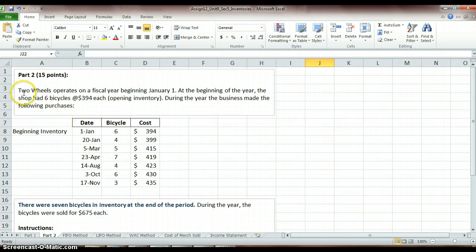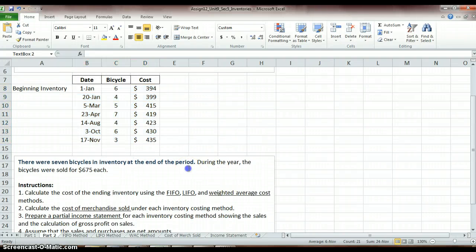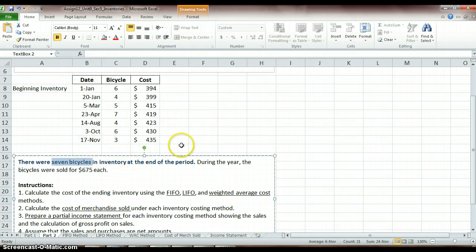So in part 2, it shows us that the company Two Wheels operates on a fiscal year beginning January 1st. At the beginning of the year, the shop had 6 bikes at $394 each. That's what they had paid for those 6 bikes. And then during the year, the business made the following purchases, as you can see here. And then at the end of the year, we have 7 bikes left over in inventory. Then it also tells us that each bike throughout the year was sold at $675 each.